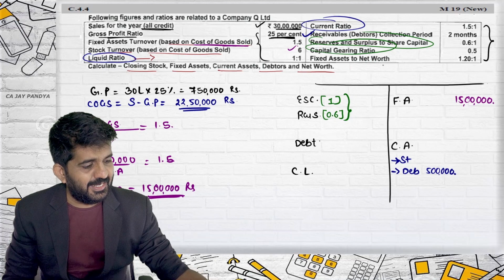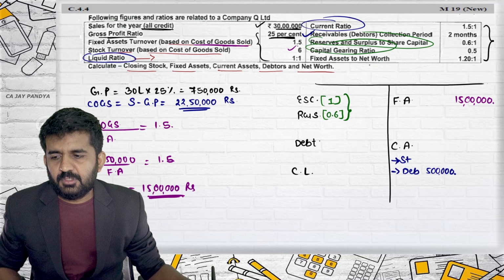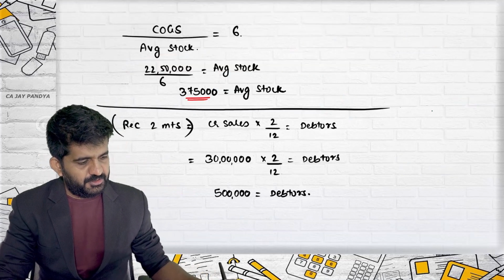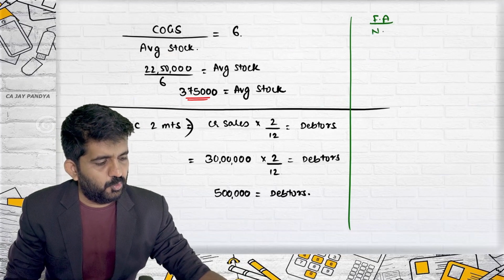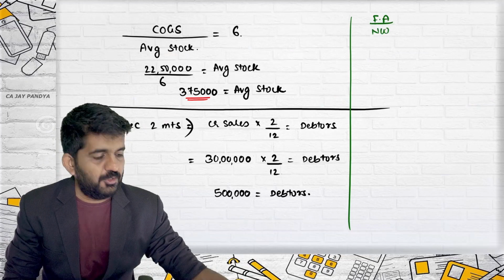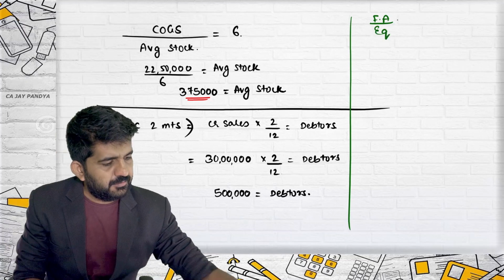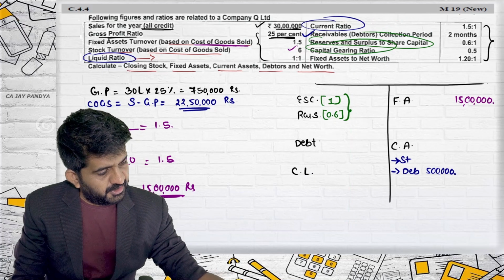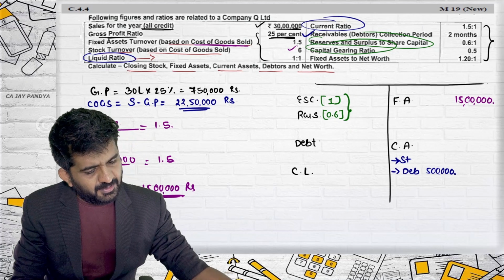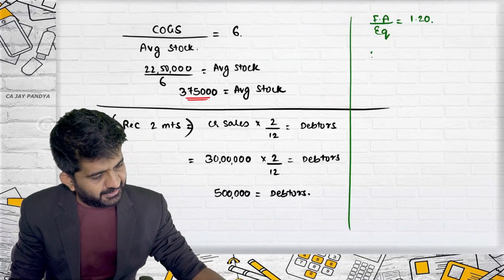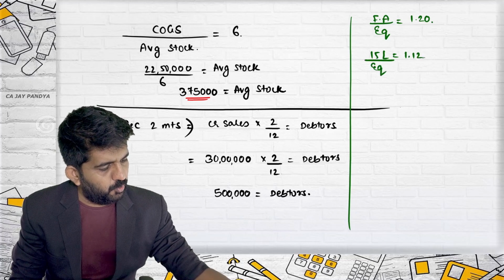Fixed asset to net worth. Alright. Now this will be relevant for us. Which ratio is given? Fixed asset to net worth. Net worth is nothing but equity plus reserves, or equity plus preference share capital. And what is the ratio? It is 1.2 is to 1. Fixed asset is available? Yes, fixed asset we have found out, 15 lakhs, divided by equity is equal to 1.2.